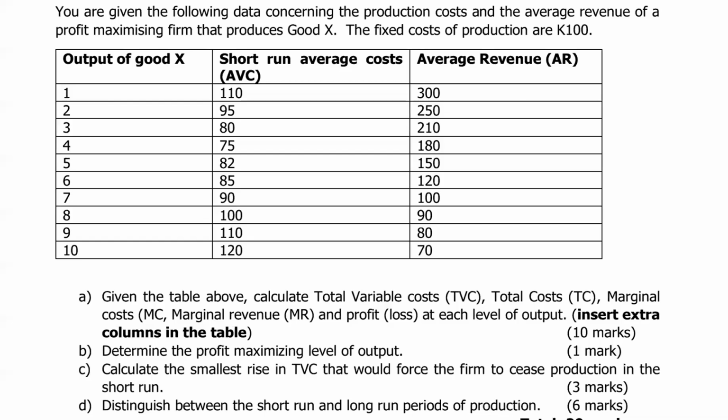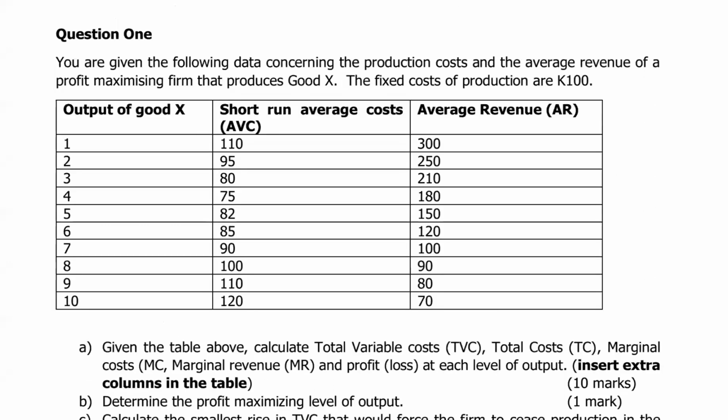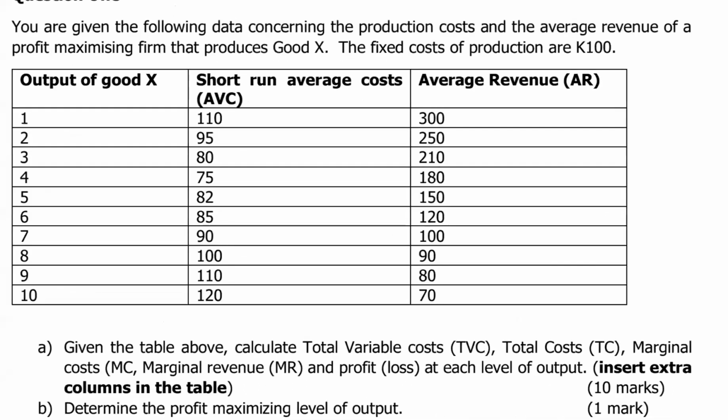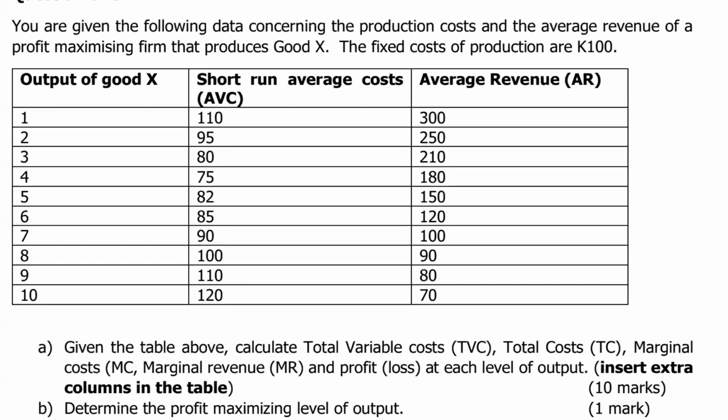Okay, so this is the question you're given. Start with question number 1. It reads, you are given the following data concerning the production costs and the average revenue of a profit maximizing firm that produces good X. And the fixed cost of production is set at 100 kwacha. So the question required you to do the following.